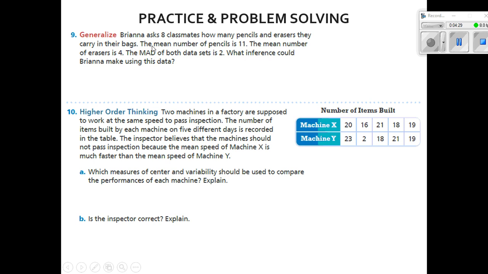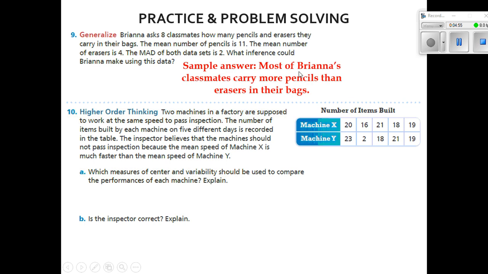Number 9. Brianna asked 8 classmates how many pencils and erasers they carry in their bag. The mean number of pencils is 11. The mean number of erasers is 4. The MAD, which is the mean absolute deviation, of both data sets is 2. What inference could Brianna make using this data?